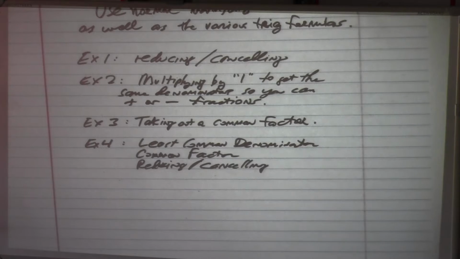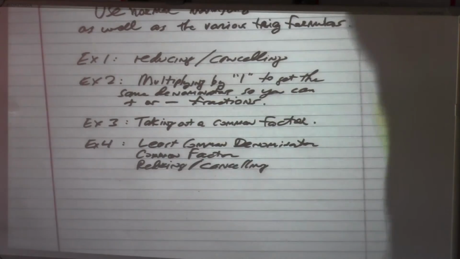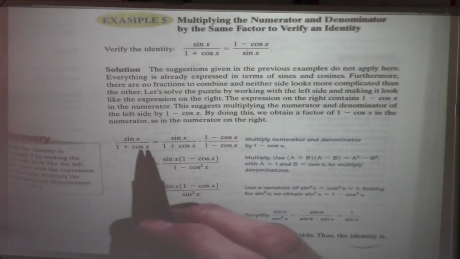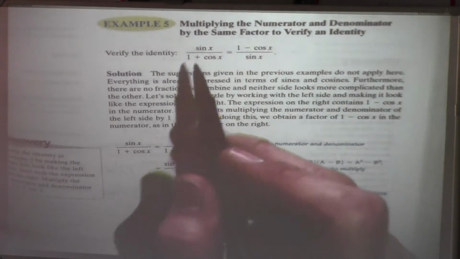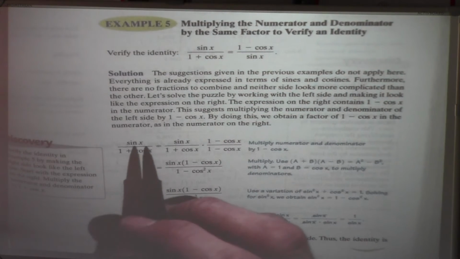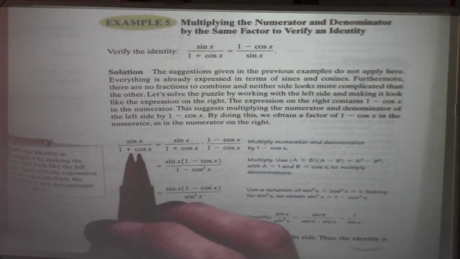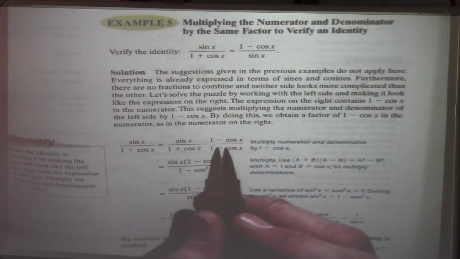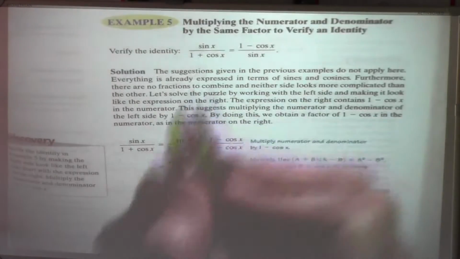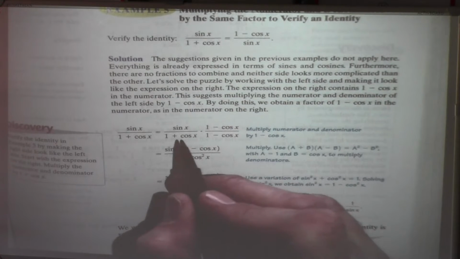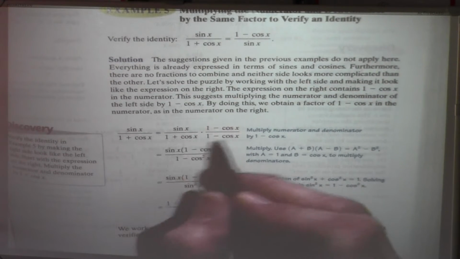In example 5, there's another technique now that you have used earlier this year as well. Here we see this one to verify, and you see 1 plus cosine x. Well, what you're able to do is multiply, they say, by 1 minus cosine x. Notice it's the same. Well, they just took this first part. They're only working on the left side. And what happens, if you notice, is that this is the conjugate. So what we're doing is rationalizing it.